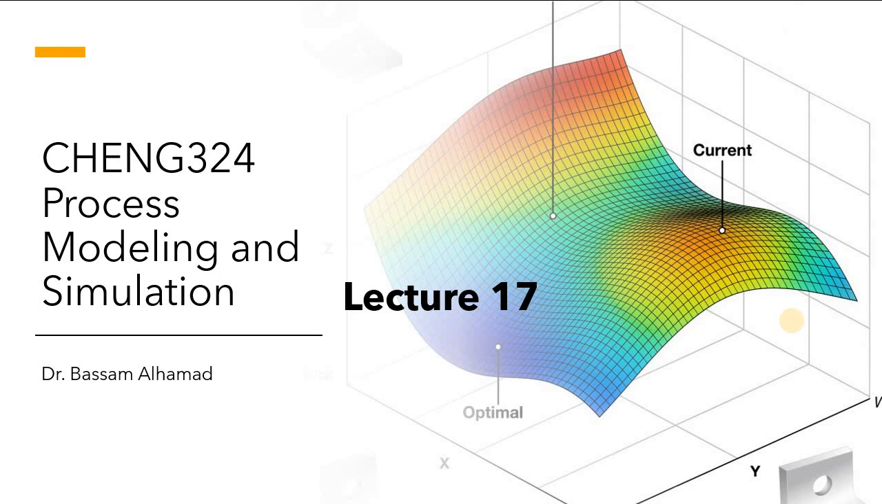Today we are going to be taking lecture number 17, and this is Process Modeling and Simulation, CHENG324, and I hope that you're going to gain some new information today. As we finished last time, we have taken the types of inputs and their effect on the output if we are dealing with a first order process. And today we are going to take two additional processes.